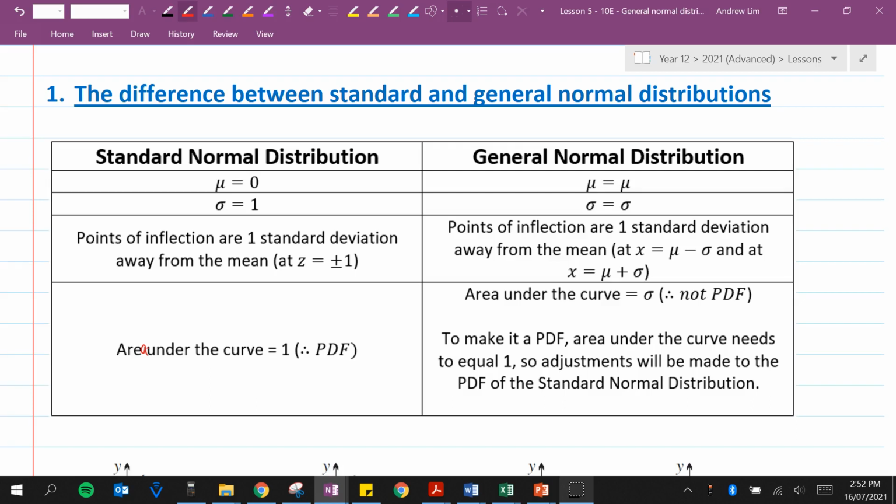So in order for us to make it a probability density function, the area under the curve needs to equal 1. What we're going to do is make adjustments to the PDF of the standard normal distribution, and then make it into a general normal distribution with an area that is equal to 1. So the general normal distribution is a PDF.